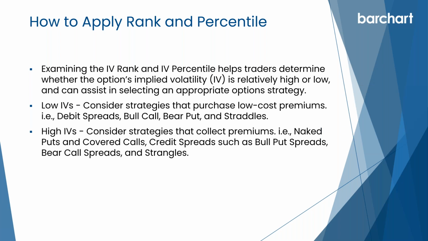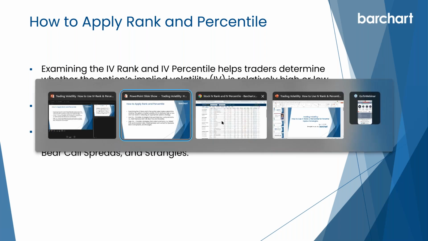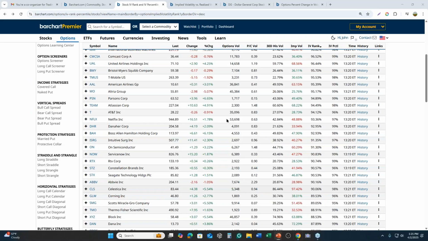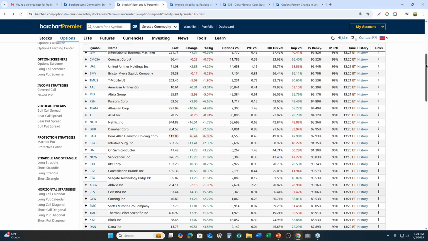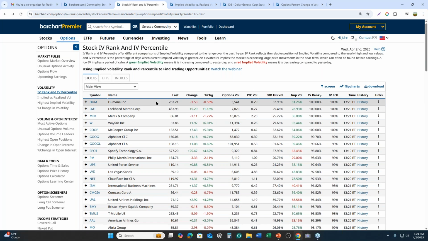So let's go back to our implied volatility page. And so let's kind of walk through this. I know we kind of jumped through this in the introduction here. But what do we get? So we get the stock, we get the change in price, last price change, changing as a percentage, we get the options volume. Then you get something called the put call volume ratio. So this is a sentiment indicator for you.